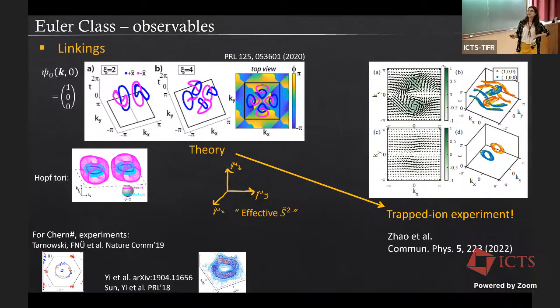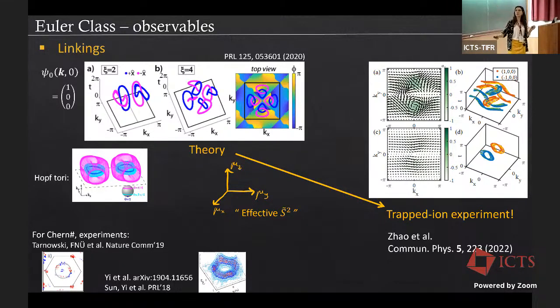So if I have Euler class 2, I have these two linkings with opposite sign. And if I have Euler class 4, they link 4 times. This is how it looks from the top. We also predicted some Hopf tori: instead of taking the inverse image of one point on the Bloch sphere, if you take the inverse image of a circle, it is a 2-torus in your original parameter space, which means that if you have a torus, this is non-trivial.